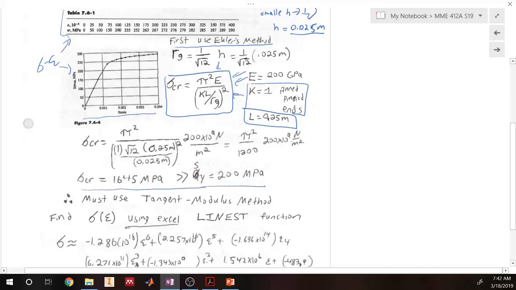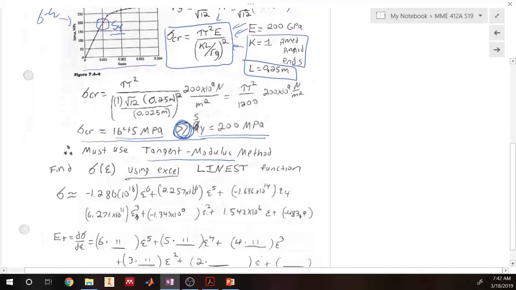is that the critical stress will be equal to 1645 megapascals, which is a lot larger than the yield strength of the material, which occurs around 200 megapascals. If we look at the stress-strain curve, it starts to become nonlinear around 200 megapascals, so we can say that's our yield point. Because we have a much larger critical stress than our yield stress, we need to use the tangent modulus method to account for the yield stress.